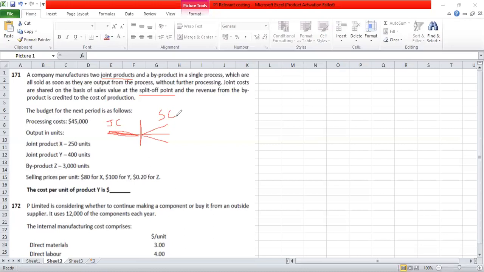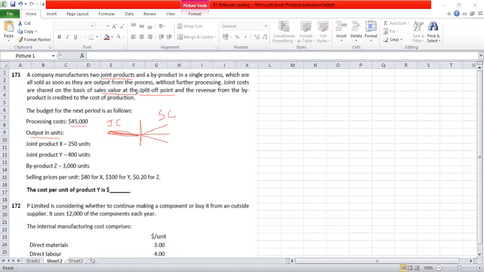There are various methods of allocating joint cost. Here, what is the total joint cost? The budget for the next period is as follows. Processing cost is 45,000. Outputs are given to us. The method they are using is that the joint costs are shared on the basis of sales value at the split off point.